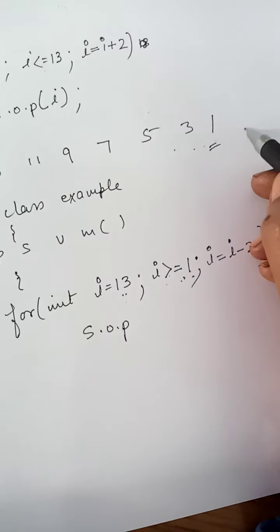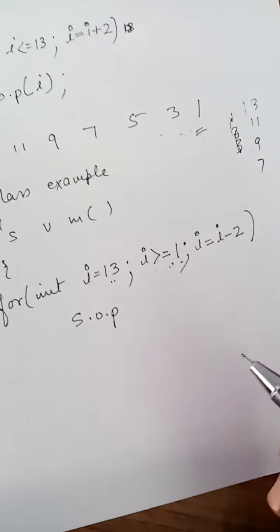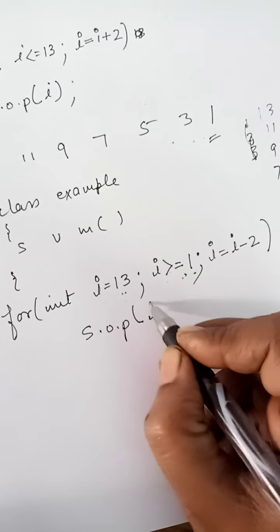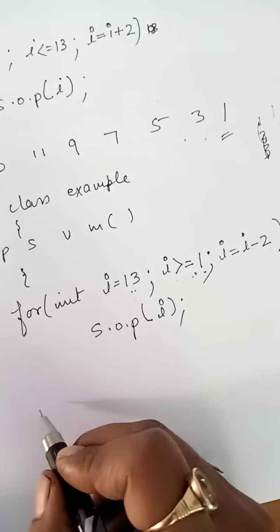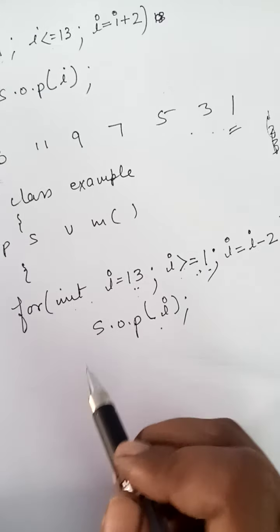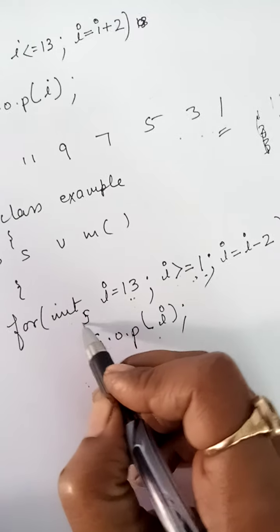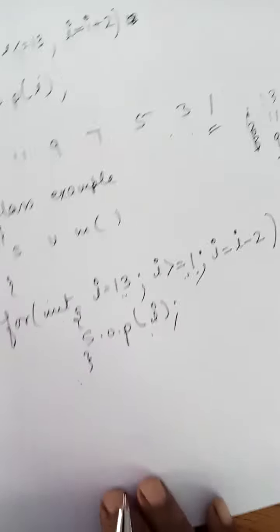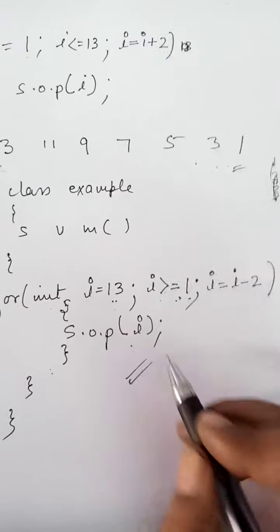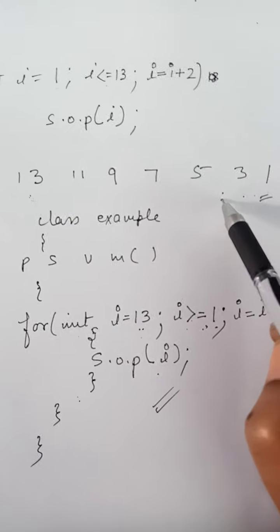Similarly, SOP, not ln, as we have to print in this manner. If you have to print like this 1 2 3 or 13 11 9 7 on separate lines, then you will be writing ln also. So SOP I. Only a single statement is there within the for, that's why I have not written the curly braces. You can ignore that, you can put them also. Then the function and then the class. Compile this program and run. You will get this series on the screen.